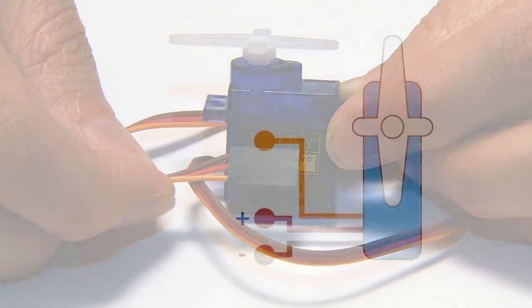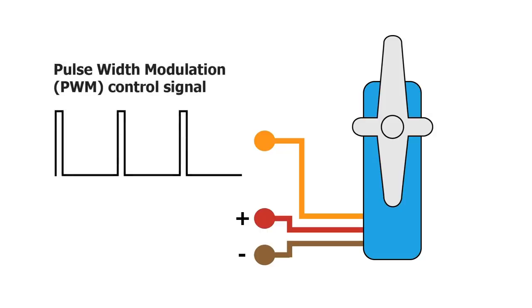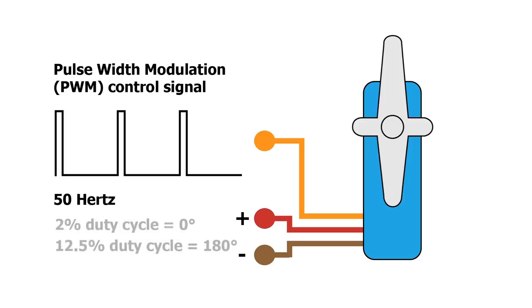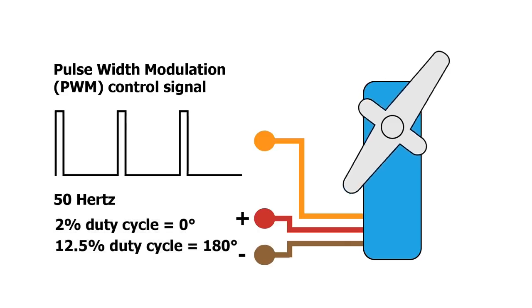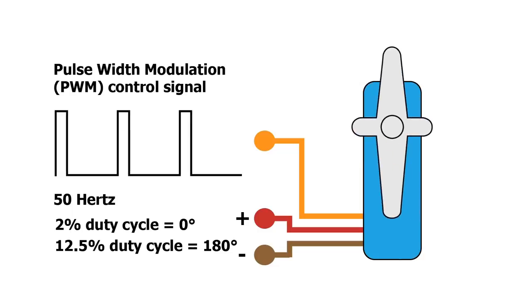The orange wire is then used to supply a control signal, which needs to be a pulse width modulation, or PWM, square wave. Like most analog servos, the SG90 accepts a 50 Hz square wave, and the angle of the servo's actuator arm is controlled by the length of the pulse, or duty cycle. The range of duty cycle control values varies between servos, but for an SG90 is about 2% for a servo angle of 0 degrees and about 12.5% for an angle of 180 degrees.